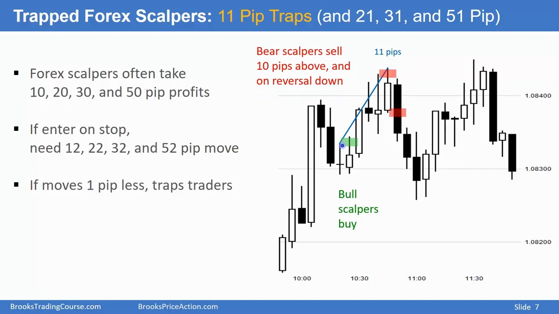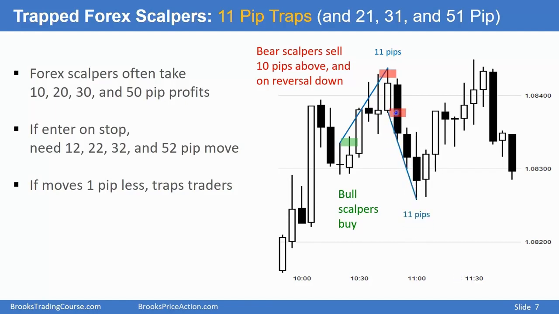The bear scalpers know that the bulls will try to get out with a 10 pip profit. Fairly small day, so a lot of bulls will scalp for 10 pips. So the bears will place limit orders to sell 10 pips above the high of a buy signal bar, betting that bulls will be selling there as well.